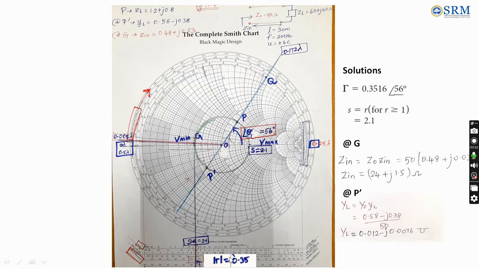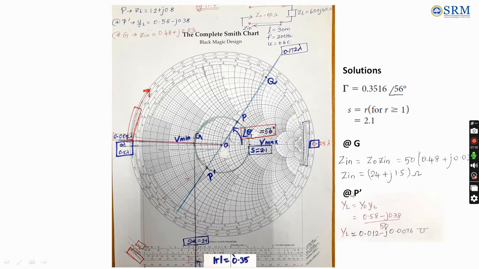Similarly, the magnitude of reflection coefficient, we took the ratio of OP by OQ by using our normal scale, right? That we can cross check here also. It is lying in between 0.3 and 0.4, that is 0.35. So it is closely resembling the same. The angle has to be found from this protractor scale only. That is, this is SOP, the angle between these two.